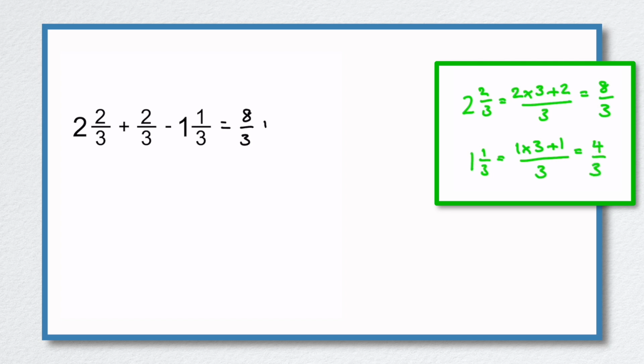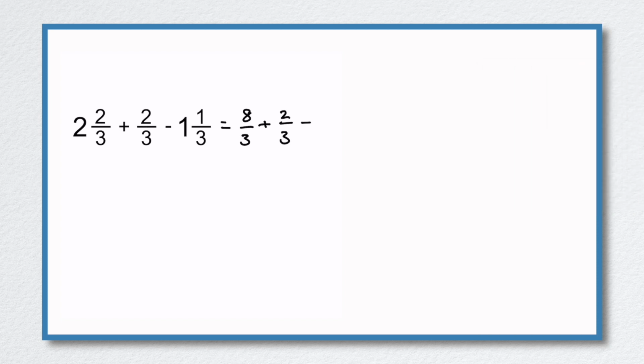So we have 8/3, add 2/3, subtract 4/3. Well, 8 add 2 subtract 4 is equal to 6. So we end up with 6/3. And 6/3 can simplify to 2. 6 divided by 3 is equal to 2.